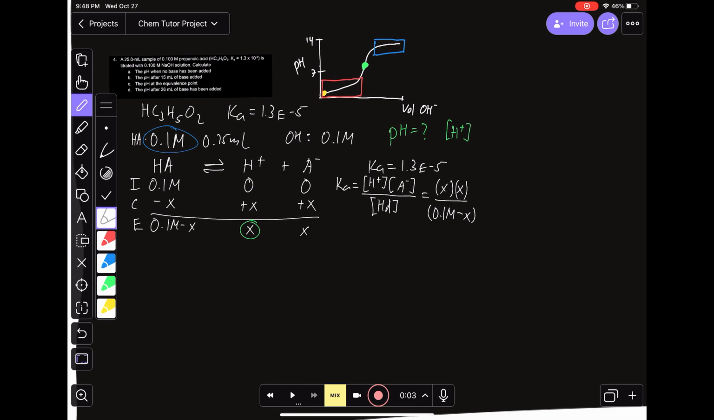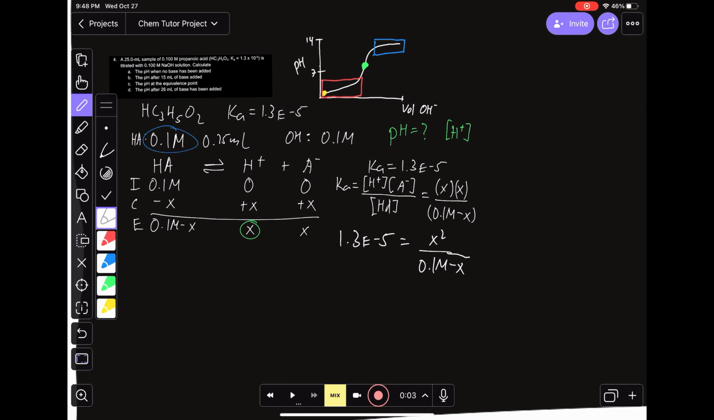Now, this is really difficult to solve. 1.3 times 10 to the negative fifth is equal to X squared over 0.1 molarity minus X. This is a bit tough to solve. Luckily, we can use the approximation.